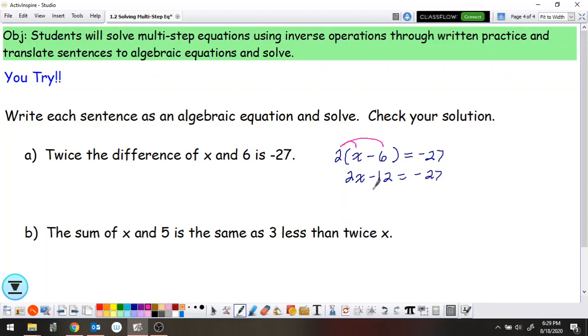Isolate the term with x, so add 12 to both sides. And we now have 2x equals negative 15. Divide both sides by 2, and x equals negative 15 halves.